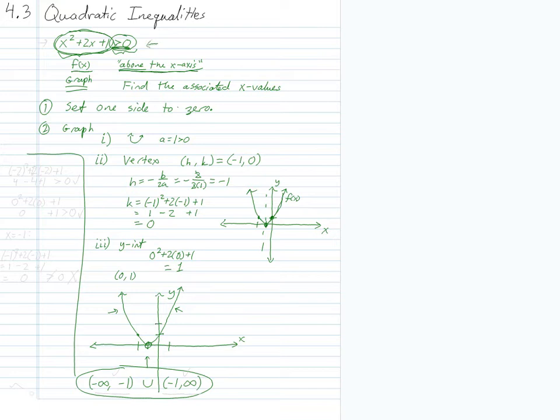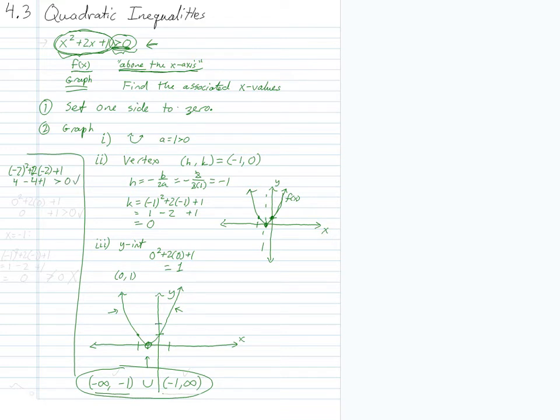Now, you can always go back and check if you're unsure of your solution set. You can't check every x value, but you can certainly try a few of them. If you plug in something from this interval into your original inequality, you'll see that it is satisfied. If we plug in -2, for example, we would get -2 squared plus 2 times -2 plus 1. That's 4 minus 4 plus 1, which is greater than 0, so that checks out.